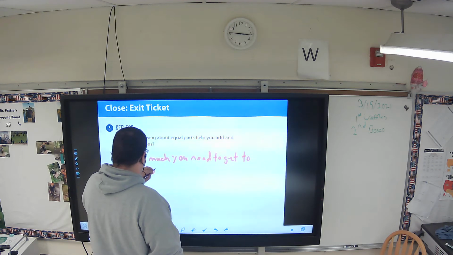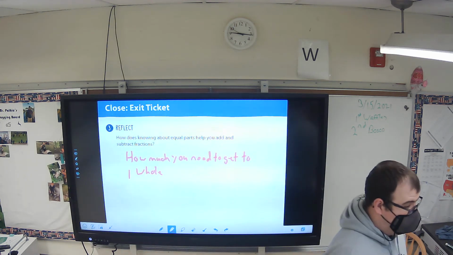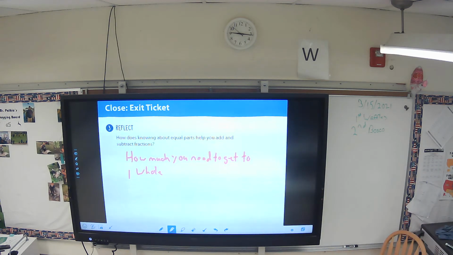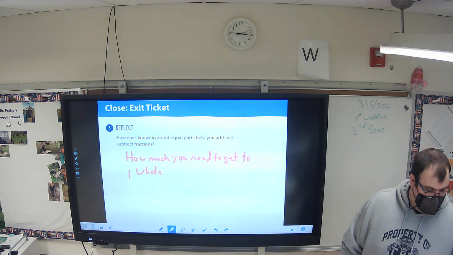Because isn't that really all about what a fraction is? It's all about the whole, how much is left to get to the whole, how much more you need to get to 1 whole. Does that make sense? How much I'm taking away from 1 whole? It's all about the 1 whole, right? So that's what the bottom number is. It's just the whole. Any other questions, comments, concerns?